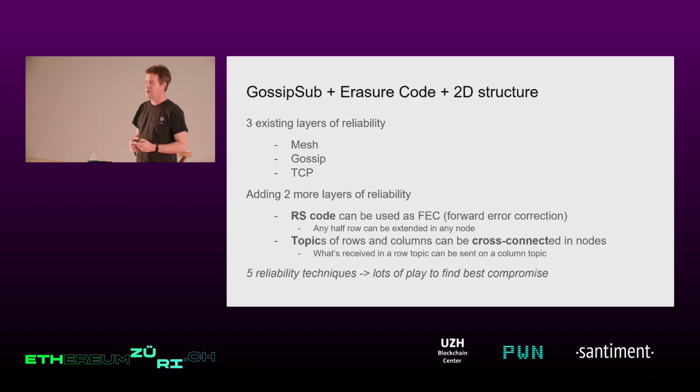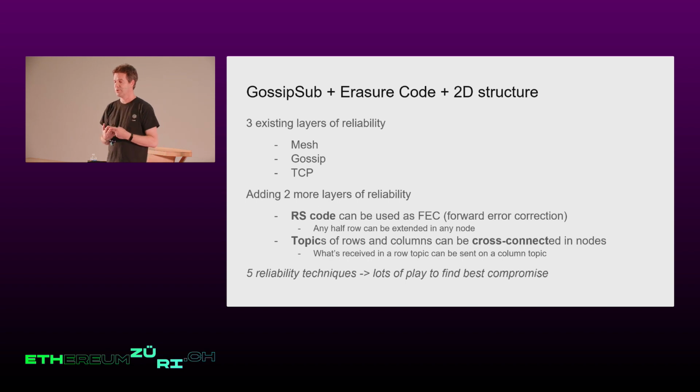So we are adding 2 more layers of reliability. We have the Reed-Solomon code, which we can use as a forward error correction code from communications, if you know that. So basically, if you have received half the row, whichever half of the segments, you can repair it. And the topics are cross-connected. So if you receive something on a row, you have it on a column. So we can use these 2 techniques as well. So we have 5 reliability mechanisms there with which we can play to have a system which works well.